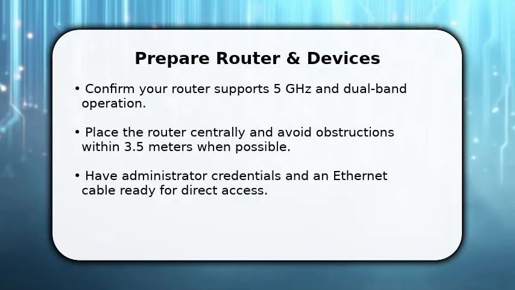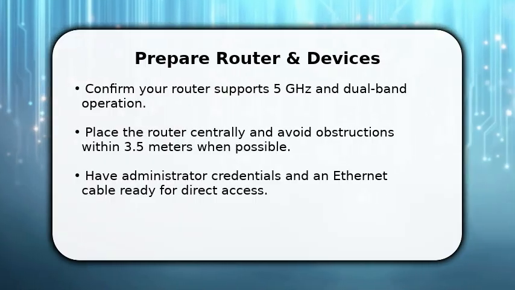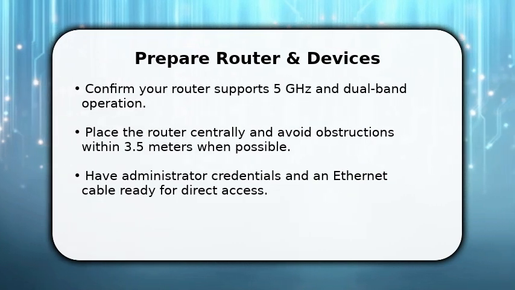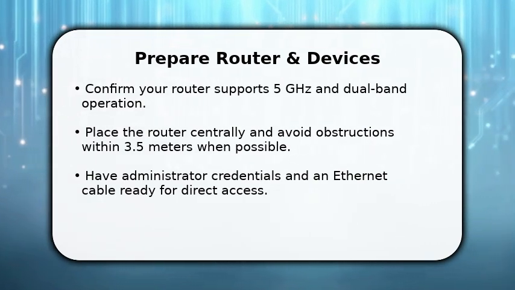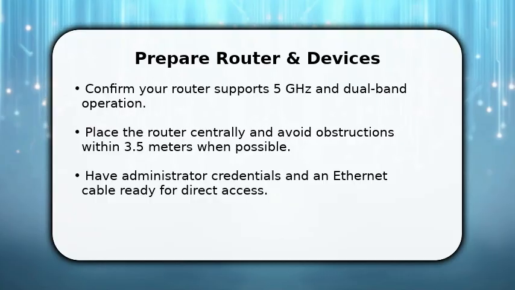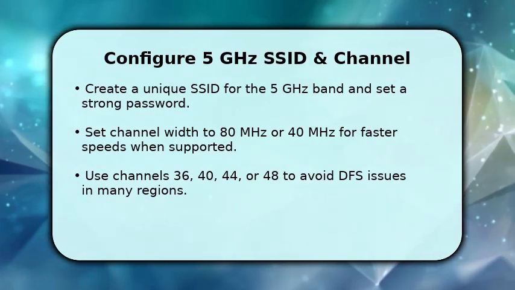Place the router centrally, elevated, and avoid obstructions within 3-5 meters when possible for better coverage. Have administrator credentials and an Ethernet cable ready for direct access during setup and troubleshooting. Access the router admin interface via Ethernet or secure Wi-Fi and log in with admin credentials.